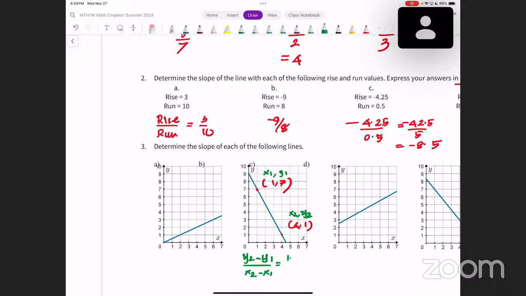Y2 is 1 minus 7 over... So it's very important. I start from here, isn't it? Y2, so 1 minus 7 over x2, 4 minus 1. So that is going to be -6 over 3, which is going to be -2.